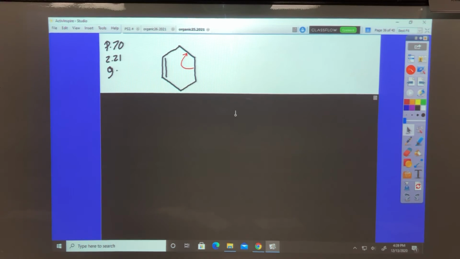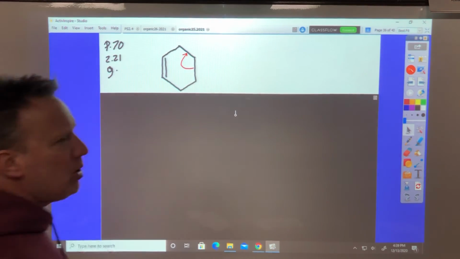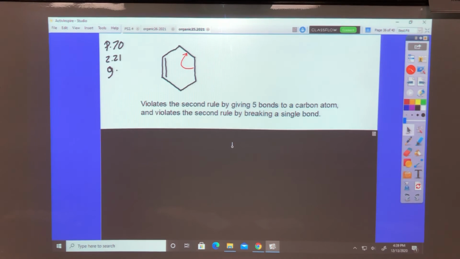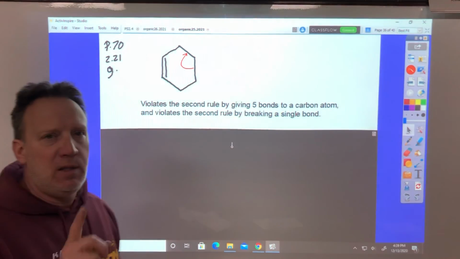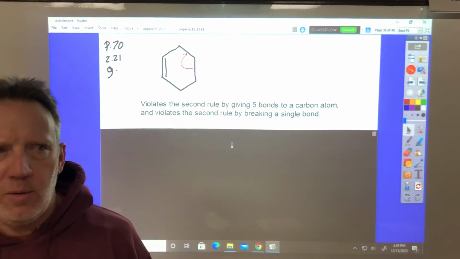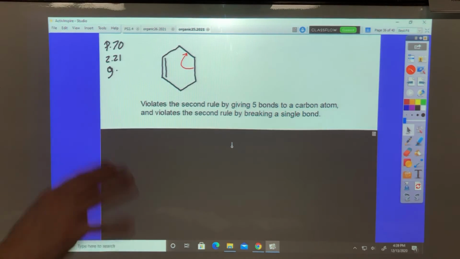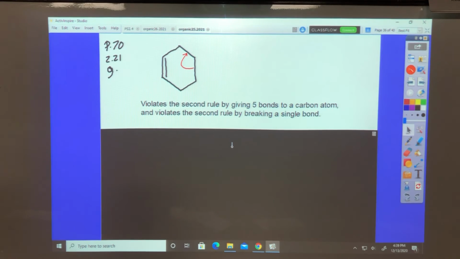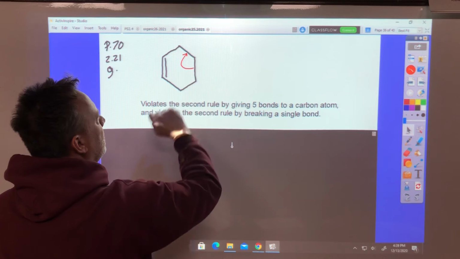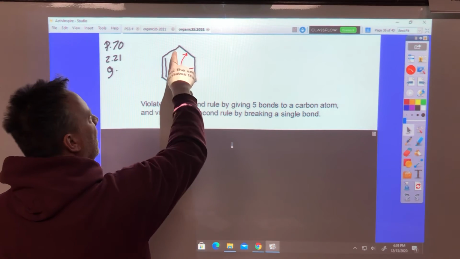What about this one? I can't break a single bond and have no bond, in this case at least. You can break single bonds sometimes, but not to do this. And that wouldn't be a resonance thing. That would be something that happens in a reaction with another reactant, which is separate. We're talking about resonance here, with nothing else coming in and doing a reaction. Okay, violates the second rule.